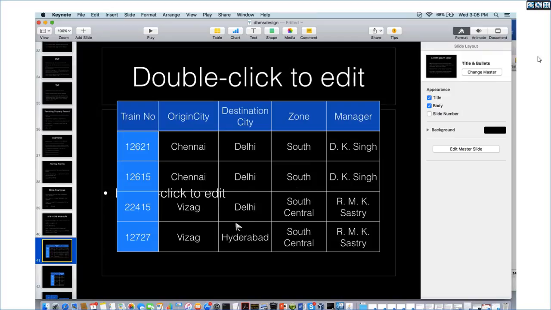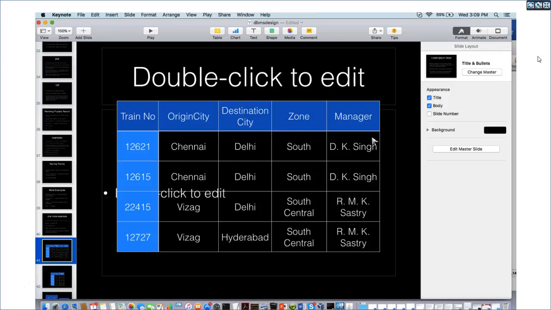Any FD where the LHS is not a key will cause duplication of data. Similarly, look at this zone and manager. This is an FD. This zone is not a key. So the South being DK Singh, South Central RMK Shastri, South Central RMK Shastri. Actually, you can see that this also causes duplication. So if you look at the BCNF requirement that every FD, the left side LHS is a key to the relationship, it ensures that there is no duplication.